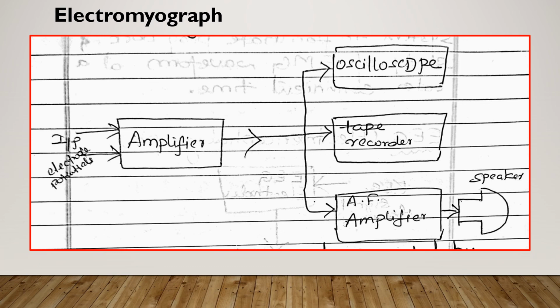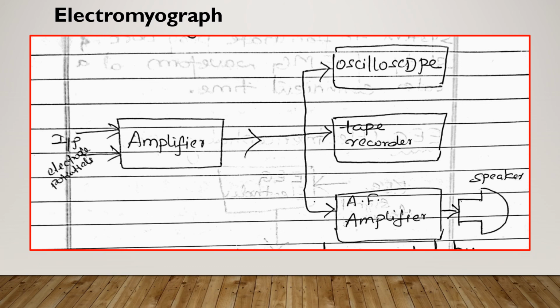Then the electromyograph. The electromyograph measures the electrical activity of muscle. EMG is usually recorded using surface electrodes, or more often needle electrodes, which are inserted directly into the muscle. The electrodes pick up the potential produced by the contracting muscle fibers.